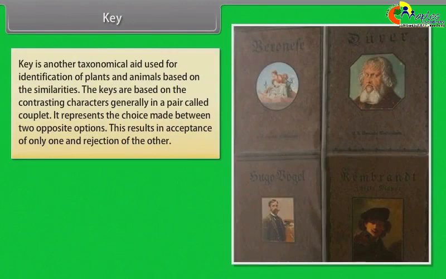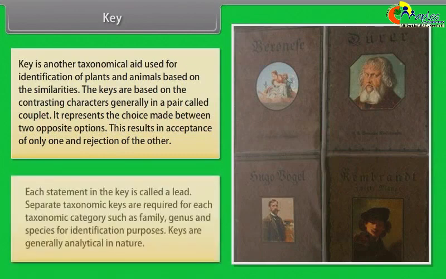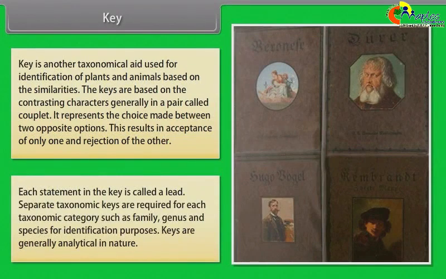Key. A key is another taxonomical aid used for identification of plants and animals based on similarities. The keys are based on contrasting characters, generally in pairs called couplets. It represents the choice made between two opposite options. This results in acceptance of only one and rejection of the other. Each statement in the key is called a lead.